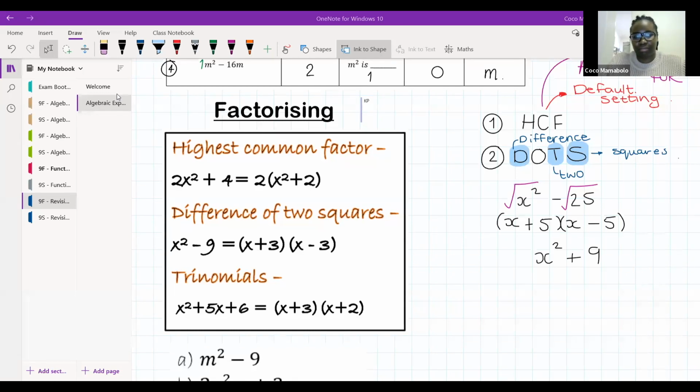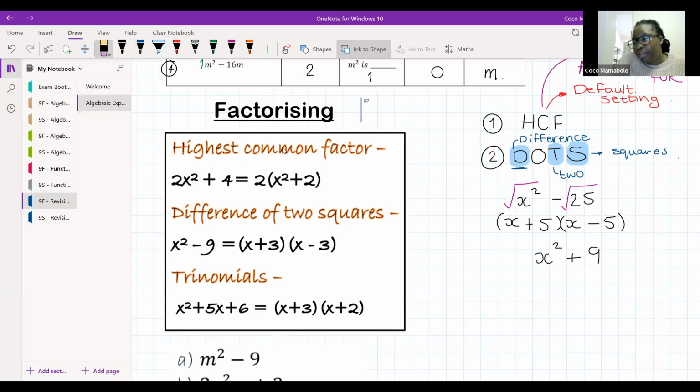Ma'am, I'm not sure, but do we do the difference of two squares? Can we? Because it's a positive. Can we do DOTS with a positive in the middle? No, absolutely not. What does the D in DOTS stand for? The D in difference. What does difference mean? It means subtract. Do I have a subtract in the middle? No, you have a plus.